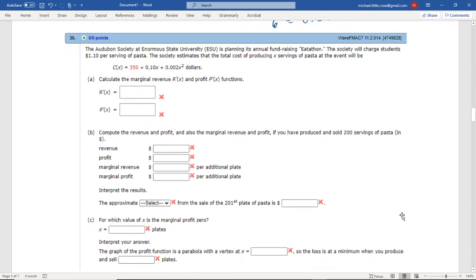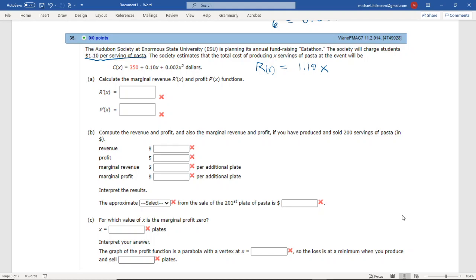Okay, so 35, a little more involved here, but we're going to get marginal revenue, marginal profit. So we're given a cost function. They don't give us a revenue function. What's going on here? Well, as we read through, the society will charge students $1.10 per serving of pasta. So everybody's going to pay the same price. The revenue function, where x is a student, it's going to cost $1.10 per student. So our revenue function is simply 1.10x.